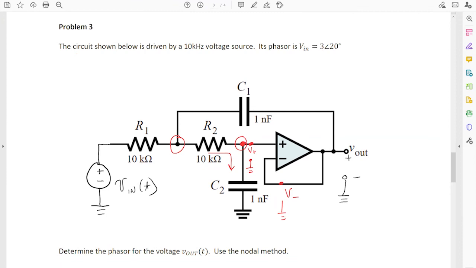What is the value of the voltage right here? It's V out. All right. So make sure you do a KCL here and a KCL here. Oh, it's V out because V plus is V out. Mm-hmm. Okay, I see. Right.